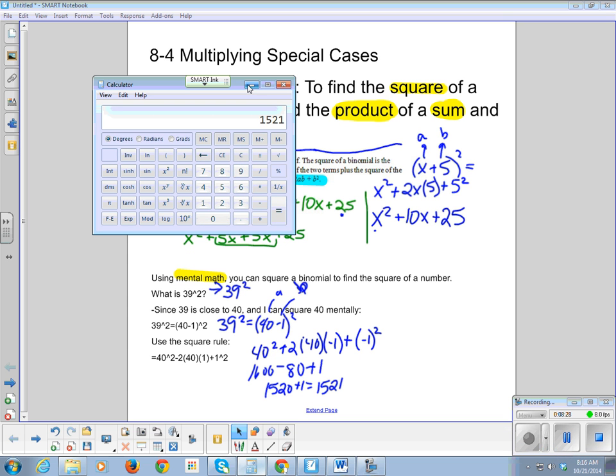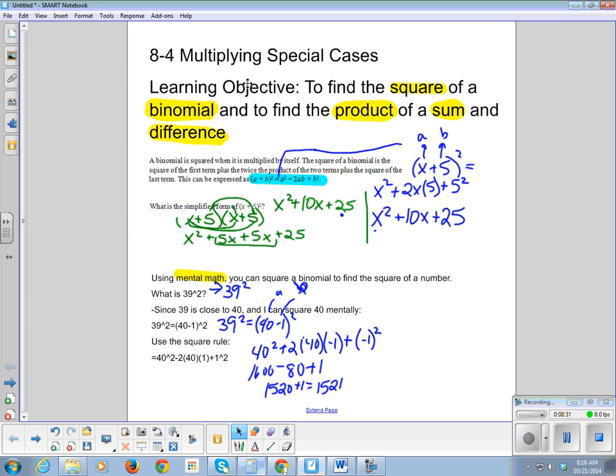And 39 squared is 1521. Yay! Let's see one more just to make sure we got it.